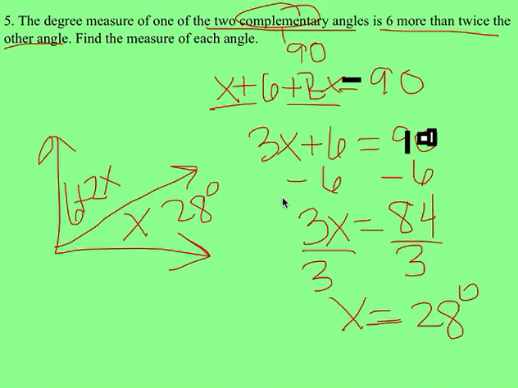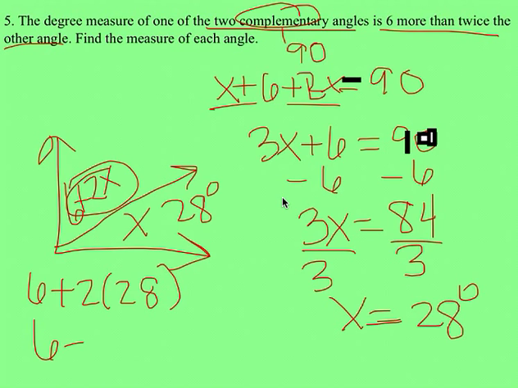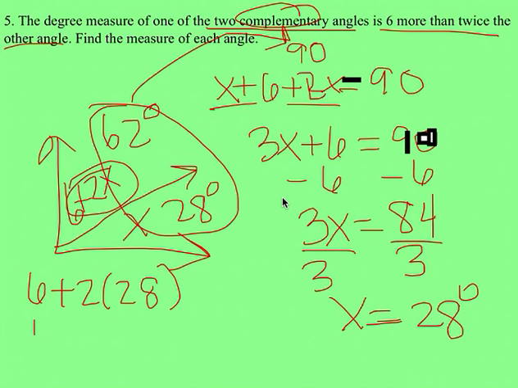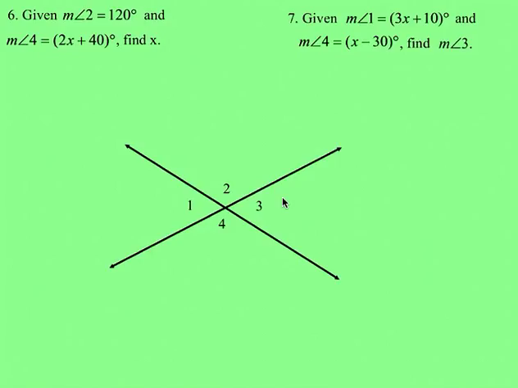We still need to get the other one, so I need to plug that x into there. So we're going to have 6 plus 2 times that 28 degrees. So now I'm going to get 6 plus 2 times 28. Now when you add all of that up, you end up getting 62 degrees. You can always check your answers because those two should add up to 90 degrees. Okay? All right, let's take a look at number 6 and number 7.